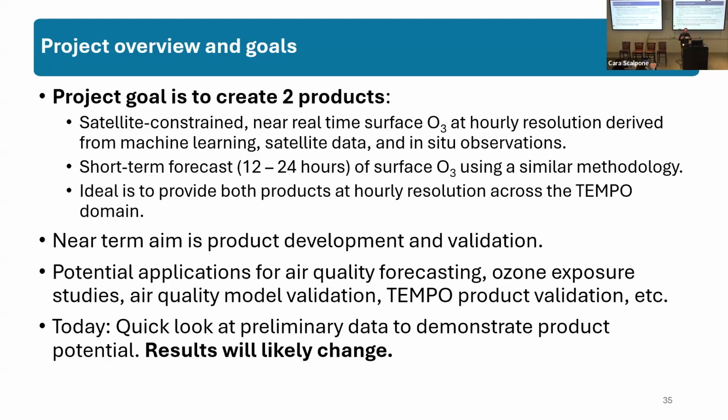And so because we are starting from the ground up, our near-term aim is really focusing on the product development and validation side of things. So making sure that the data that we generate is as accurate as possible and quantifying any uncertainties that we can. And so for the purposes of today, I'm going to be focused on this near real-time product because we're going to start with that, and that's going to lay the foundation for the forecast. And I should also point out there's plenty of other applications for this data in addition to helping with air quality forecasting.